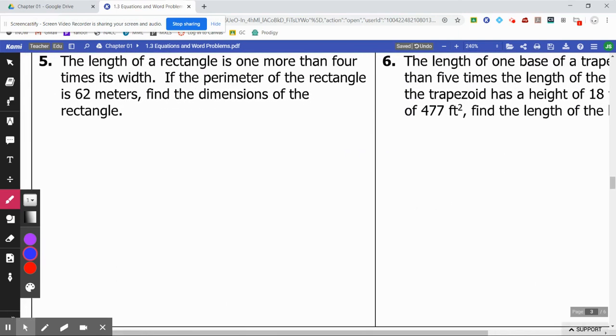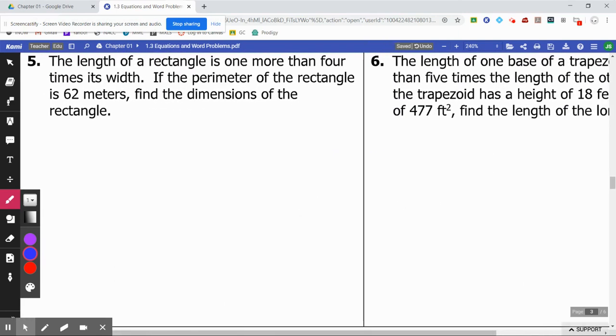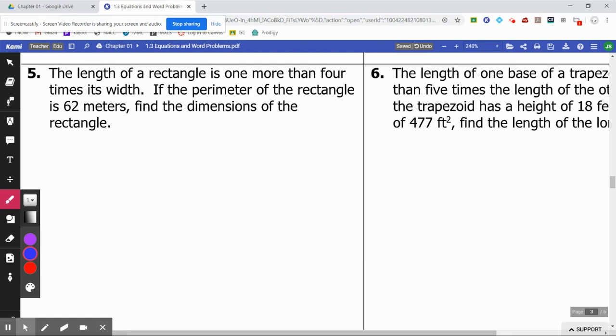Number 5. The length of a rectangle is 1 more than 4 times the width. The perimeter of the rectangle is 62. Find the dimensions of the rectangle. So a few different ways that we can work this. However, when we're defining length and width, that's our two unknowns. Our first unknown is width. Our second unknown is length.